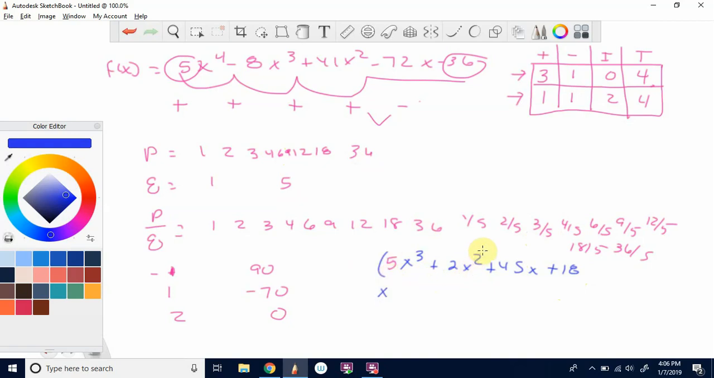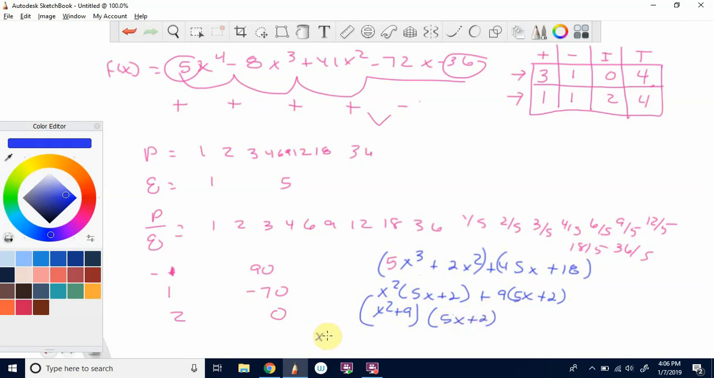So I'm going to group this together and this together. I'm going to factor out an x squared. I'm left with 5x plus 2. I'm going to factor out a 9. I'm left with x plus 2. So I have x squared plus 9. And hopefully I get lucky. Oh, this is a 5. And it's factorable. And it is.